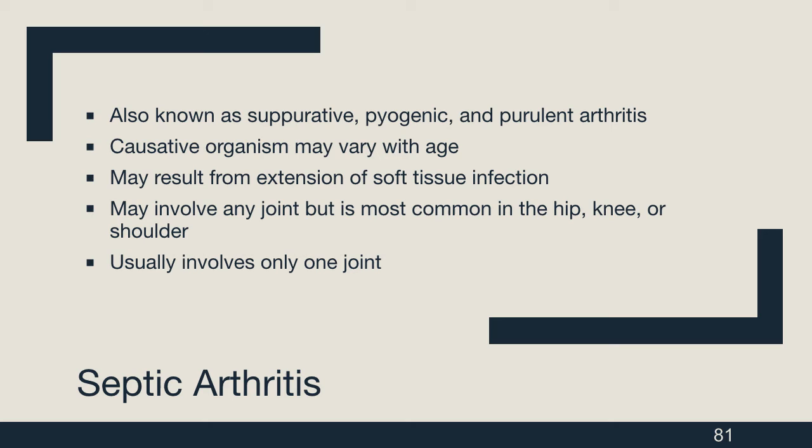Somewhat related, but not completely, is septic arthritis. It's also known as suppurative, pyogenic, or purulent arthritis. The causative organisms may vary with the age of the child. It may result from extension of soft tissue infections, and it may involve any joint, but it's most common in the hip, the knee, or the shoulder. It usually only involves one joint, so it doesn't tend to be bilateral.